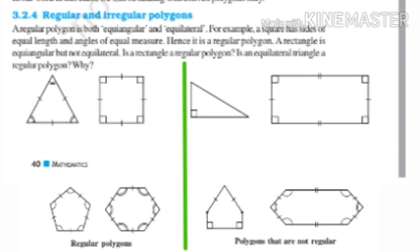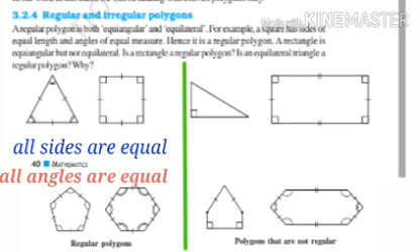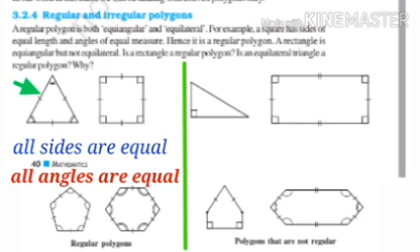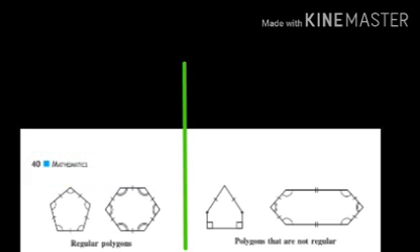Next subtopic is regular and irregular polygons. A regular polygon is both equiangular and equilateral, means all its sides are equal and all its angles are also equal. For example, an equilateral triangle and a square, these are regular polygons. Whereas a right angle triangle and a rectangle, these are irregular polygons.